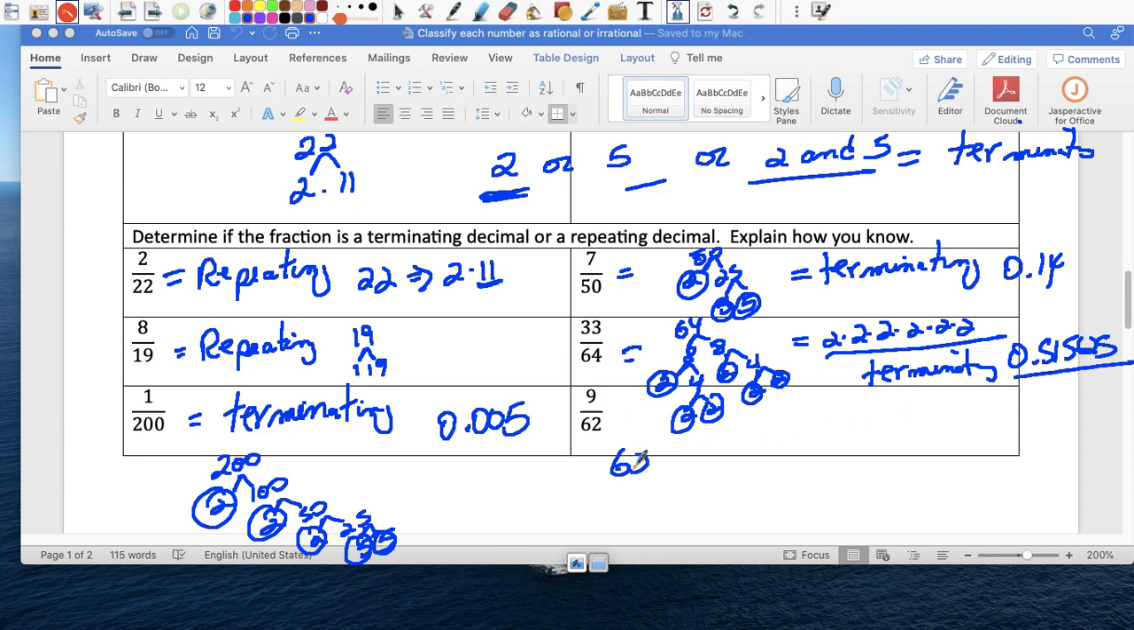9 over 62. Well, 62, I'm going to tell you, is 2 and 31. And 31 can't be broken anymore. So the denominator can be written as the product of 2 times 31. And guess what? Because it's not only 2's, not only 5's, or not only 2's and 5's, it has a different number, 31, this is going to be repeating. Remember, if it's going to be terminating, it has to be made up of 2's or 5's or 2's and 5's. Once it has any other number, you know it's going to be repeating. And then 9 divided by 62 equals 0.14516129. And I wish I had a bigger calculator.